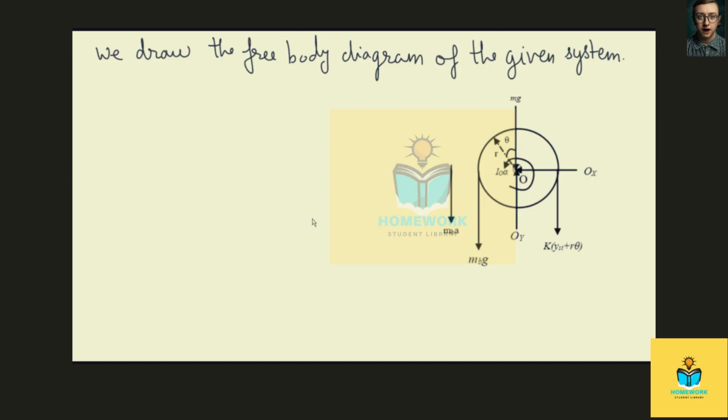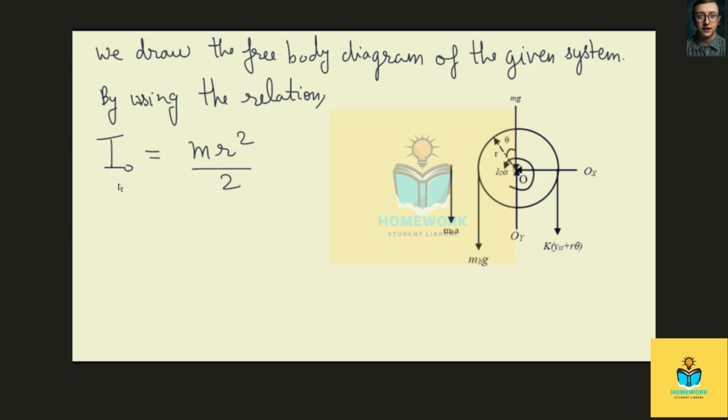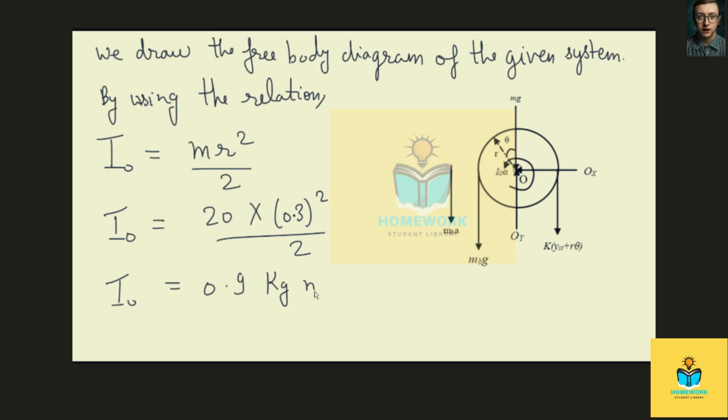Now, we are going to calculate the moment of inertia of the disk about the center O by using the relation I_O equal to m r square divided by 2. Here I_O is the moment of inertia of the disk, m is the mass of the disk, and r is the radius of the disk. Now here we substitute 20 kg for m and 0.3 meter for r. Therefore I_O is equal to 20 multiplied by 0.3 whole square divided by 2. Thus, I_O is equal to 0.9 kilogram meter square.